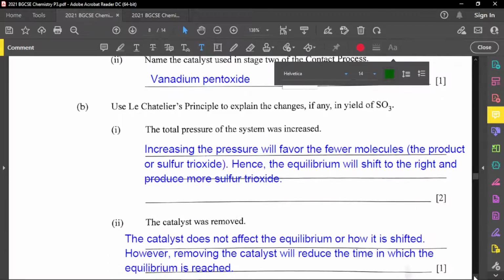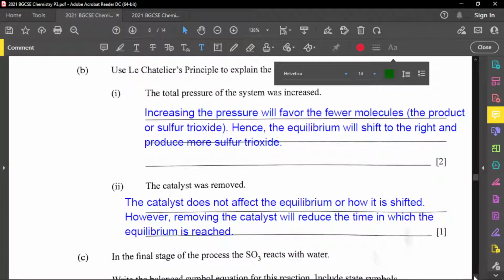All right, so for part 2, it said if a catalyst was removed. Now, a catalyst is used to speed up the chemical reaction. And the catalyst itself does not affect the equilibrium.